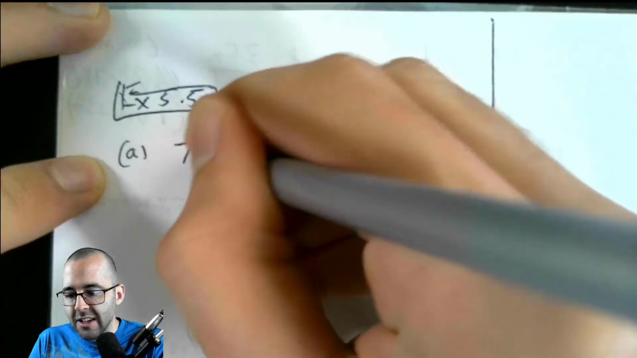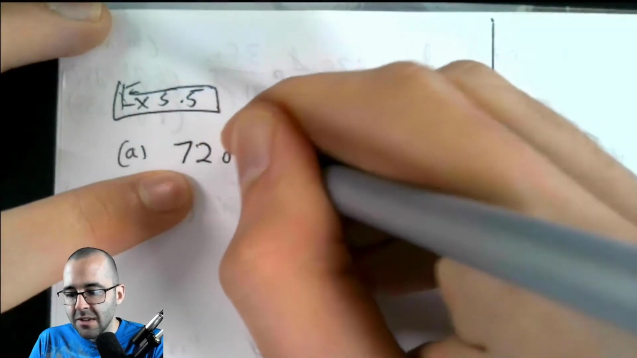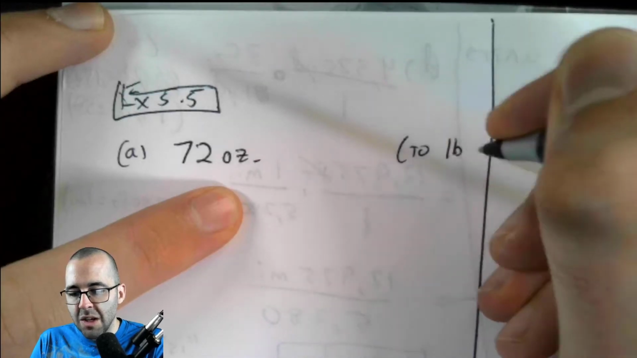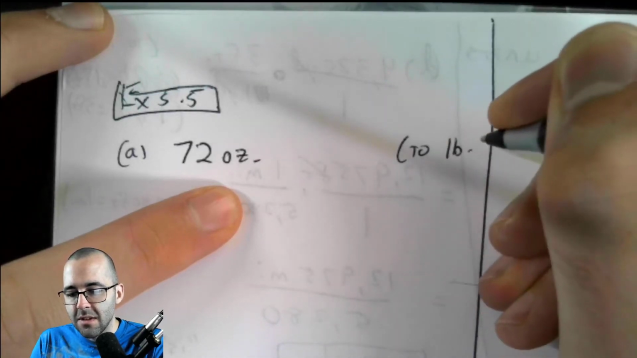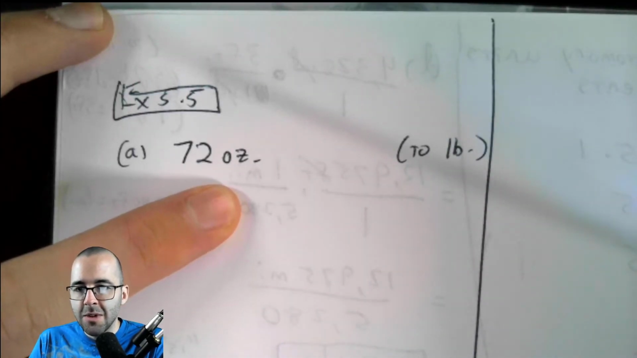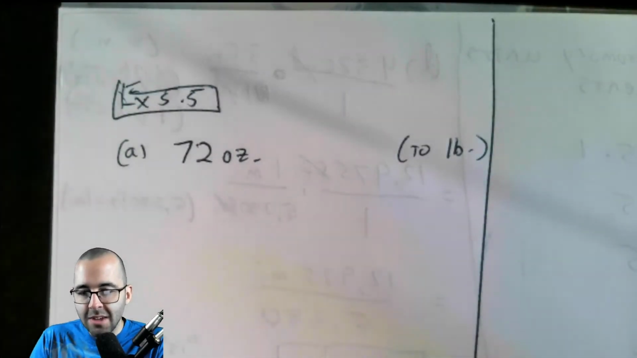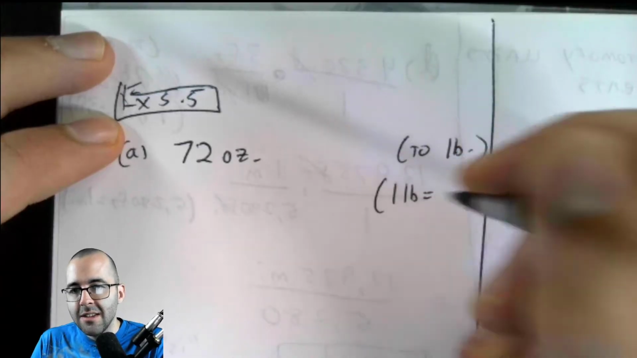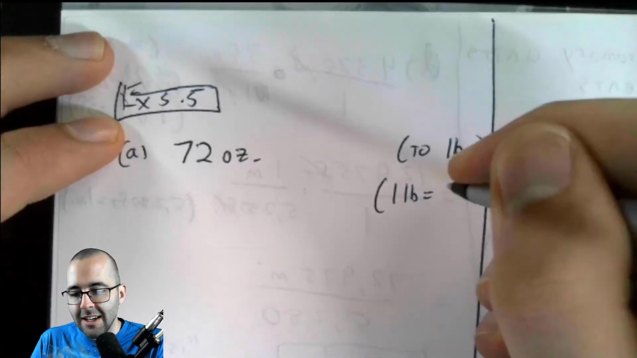All right, we want to convert 72 ounces to pounds. So again, just like last video, 72 ounces, and we want this to be in pounds. So we look at our table and we say, what's the relationship between pounds and ounces? Well, 1 pound is equal to 16 ounces.